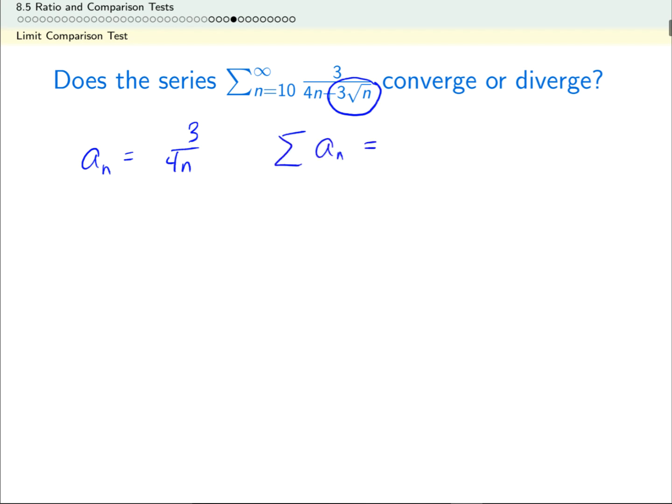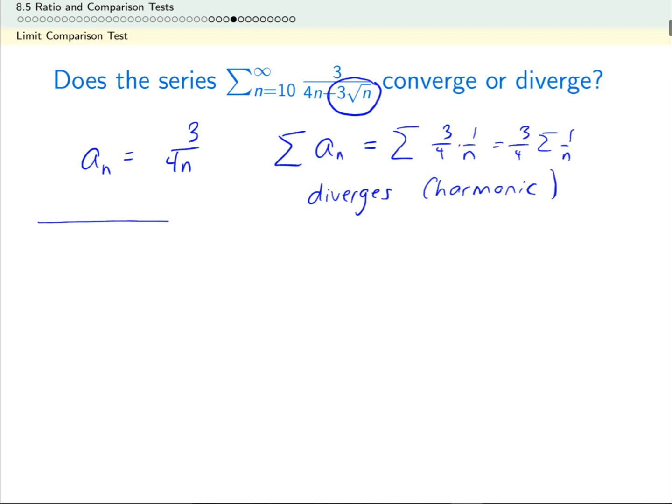When I add these sequence terms all up in a series, I can factor out the 3/4, and I see this is the harmonic series, so it diverges. Now I found a series to compare it to, but I have to prove that that comparison is actually valid. I have to prove that these two series actually behave the same way.